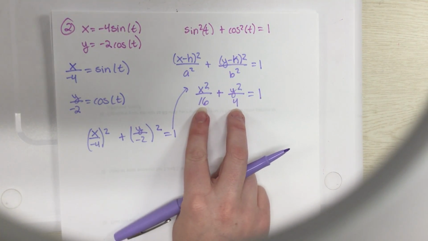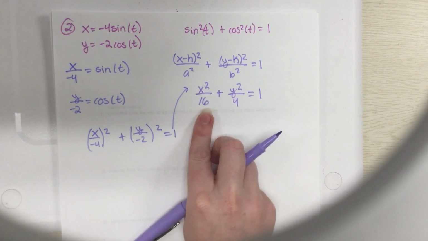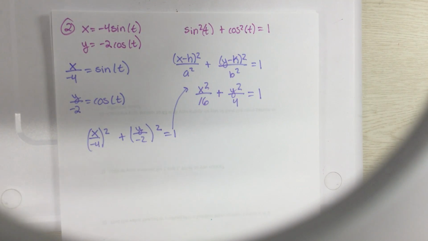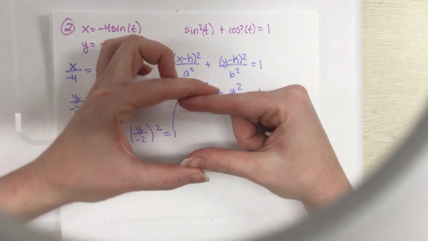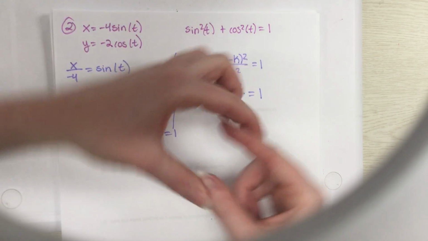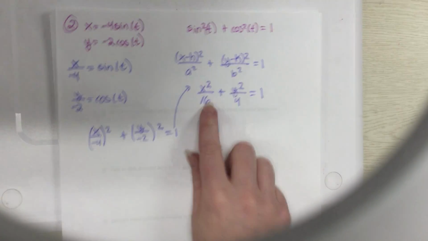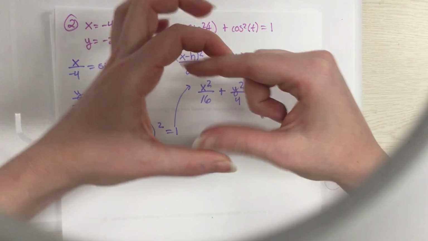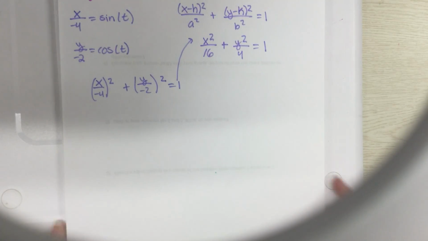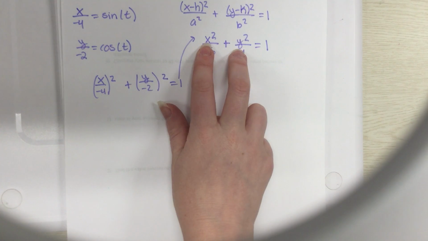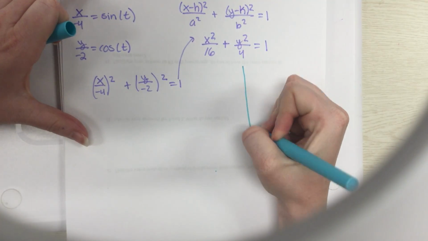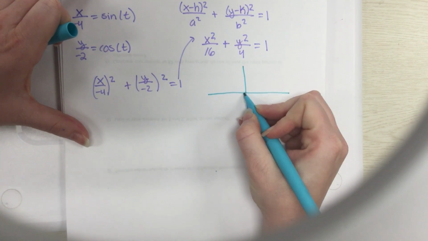All right, so we noticed that the stuff under the x is bigger, 16. So that means which way is my oval going to be? Is it going to be more left, right, or more up, down? Which way is your ellipse going to be? If the stuff under the x is bigger, it goes more left and right. And my center, I don't have an h or a k, so I know right now that my center is 0, 0.